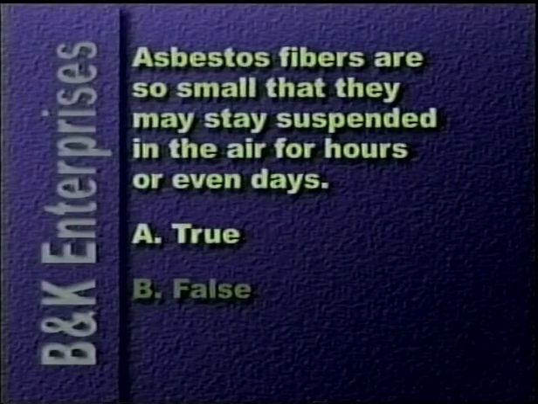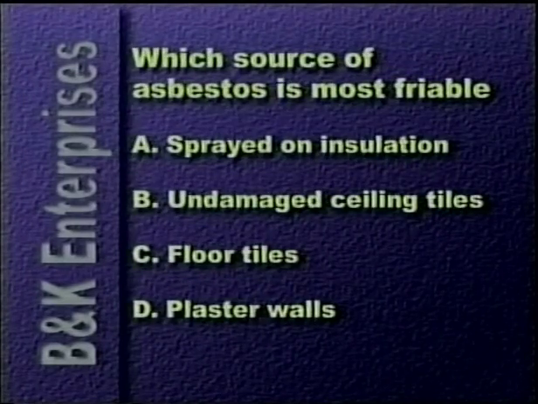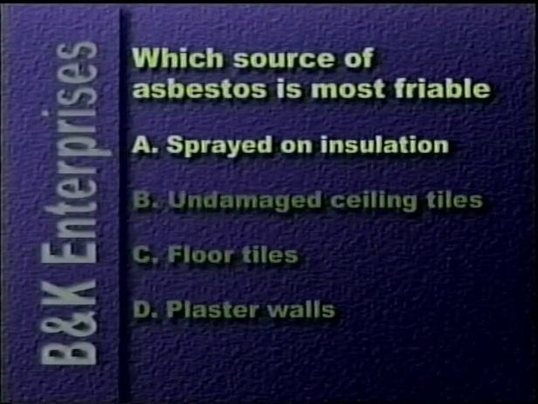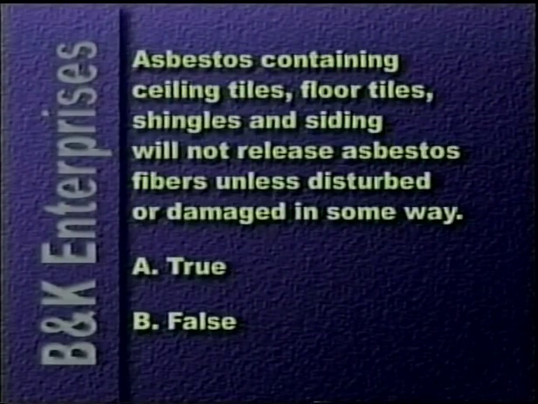Number 4. Which source of asbestos is the most friable? A, sprayed-on insulation. B, undamaged ceiling tiles. C, floor tiles. Or D, plaster wall. The correct answer is A, sprayed-on insulation. Number 5. Asbestos-containing ceiling tiles, floor tiles, shingles, and siding will not release asbestos fibers unless disturbed or damaged in some way. The correct answer is A, true.